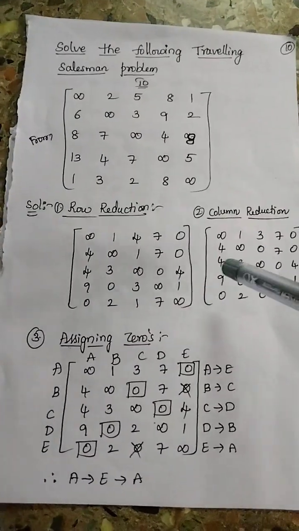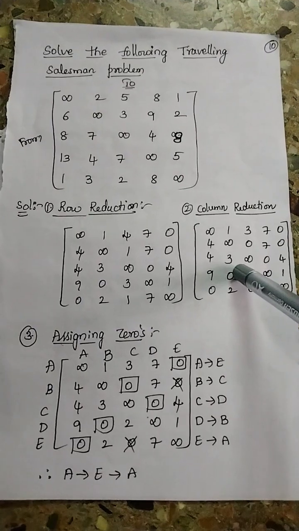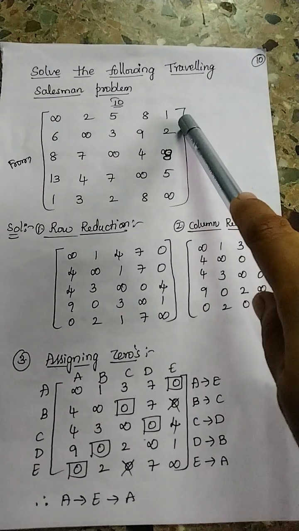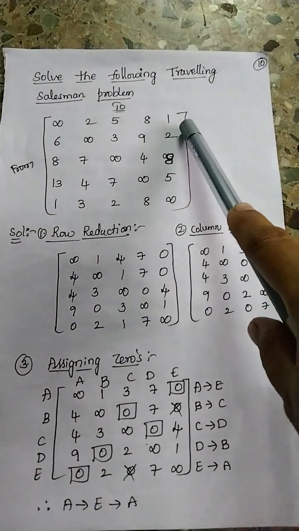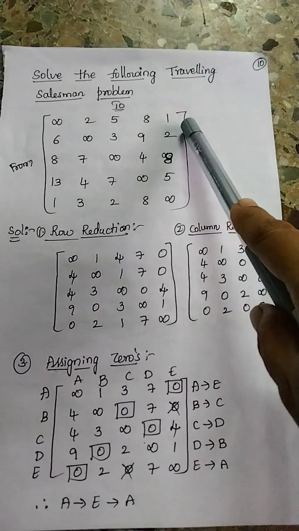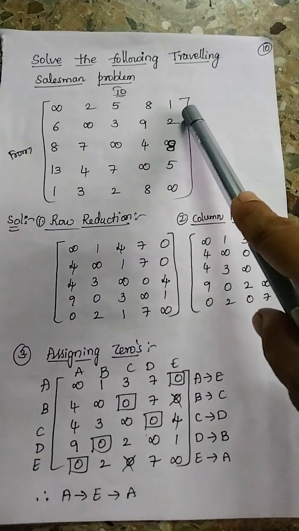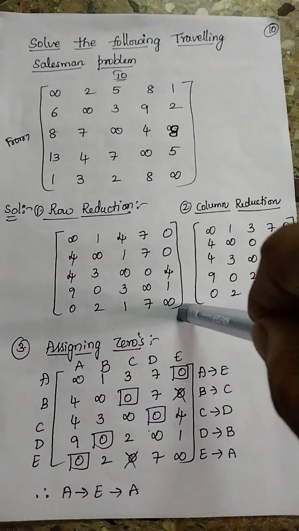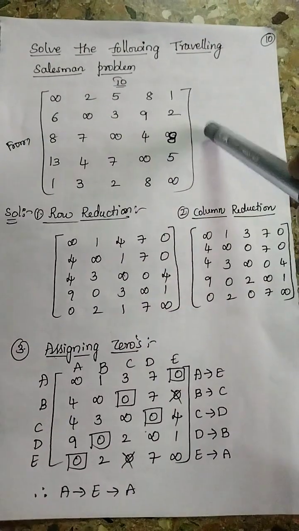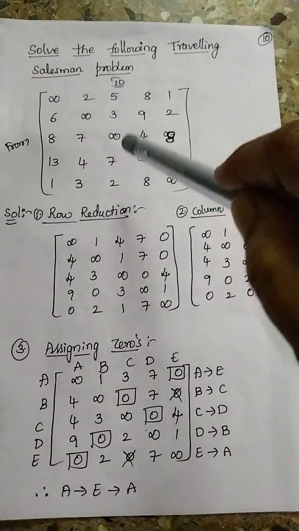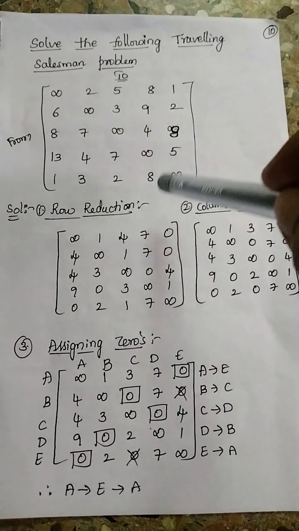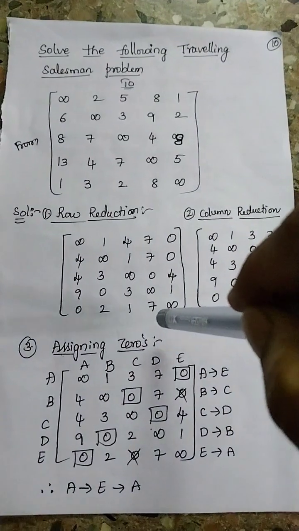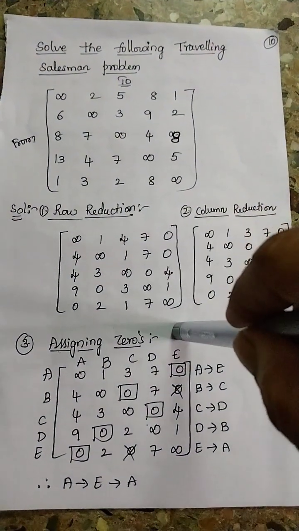Now we are moving on to the first step of the Hungarian method, that is row reduction. In the row reduction, the first value is 1. In the first row, you are going to reduce the value of 1 from each and every value of that row. Infinity will be the same. The diagonals, you are going to get infinity as it is. Now 2 minus 1, 1, 5 minus 1, 4, 8 minus 1, 7 and 1 minus 1, 0. Likewise, you are going to do for all the rows. You are going to get the row reduction matrix like this.